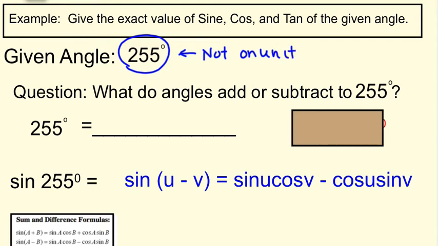So we're going to look for two numbers as angles that add or subtract to 255 degrees. Look at your unit circle and see if you can find two angles that are on the unit circle that add or subtract to 255 degrees.